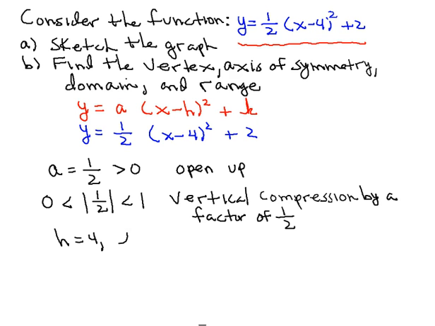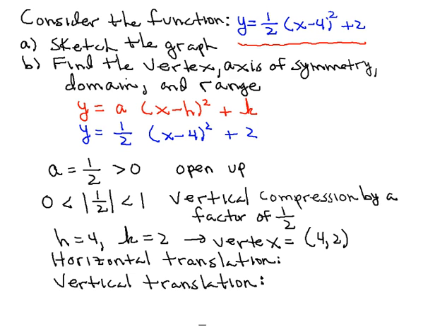Now we next observe that our value for h is equal to 4, and our value for k is equal to 2. So this will tell us then that the vertex for our graph will have then the coordinates (4, 2).